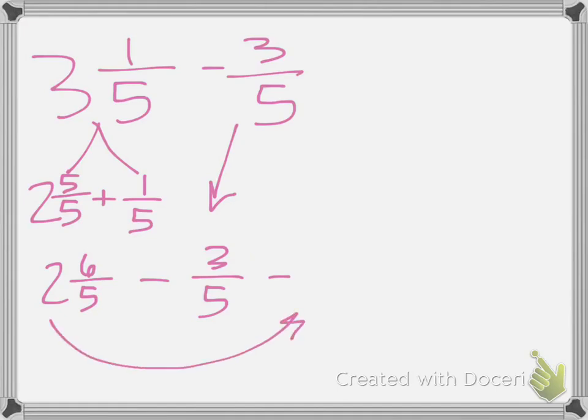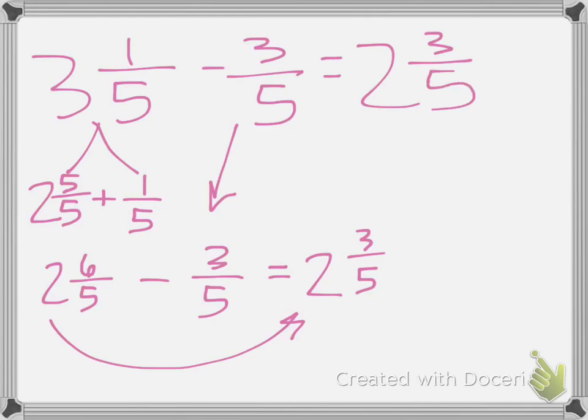Go ahead and start with your ones. 2 ones minus 0 ones is still 2 ones. 6/5 minus 3/5 is 3/5. So my answer equals 2 and 3/5.